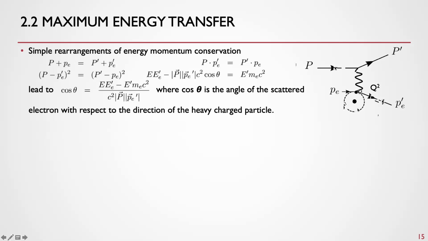In Rutherford scattering, we had a lighter particle being scattered at the Coulomb potential of a heavy nucleus. Now we have a heavy particle, not saying that's a nucleus, it can be, but it need not be, it can also be a muon, and it is scattered at the electron in the atomic shell. So we first write the energy momentum conservation for the initial and the final state. The heavy particle is capital P and the electron is lowercase p_e.